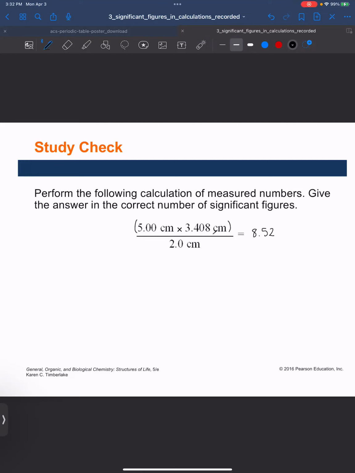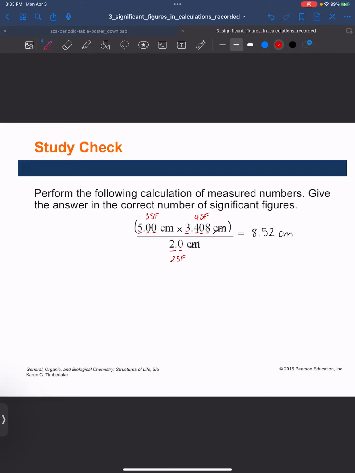And I can see that the units will be in centimeters just because 2 of the centimeters cancel out. But how many significant figures should I report this value to? Let's go through and identify the number of significant figures. So this one has 3. This value has 4, and this one has 2.